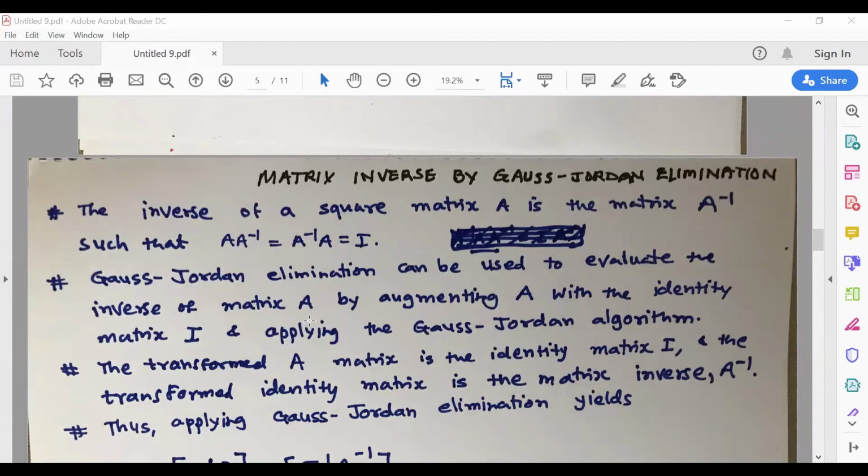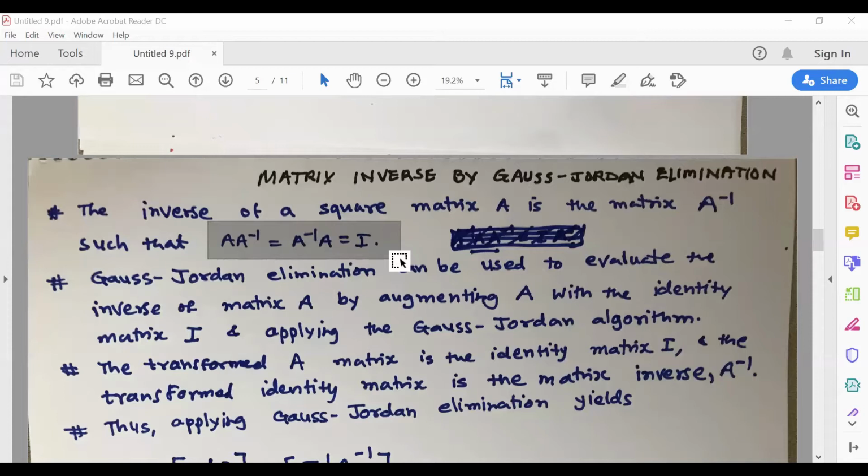How we can get the matrix inversion by the Gauss-Jordan elimination. So all of you know, the inverse of a square matrix A is the matrix A inverse, where the property you can see is A inverse A is equal to the identity matrix.